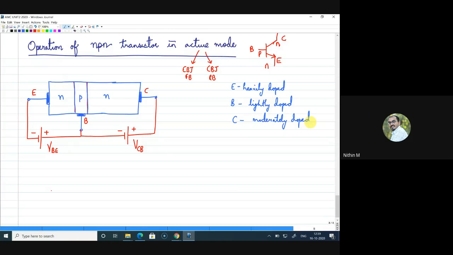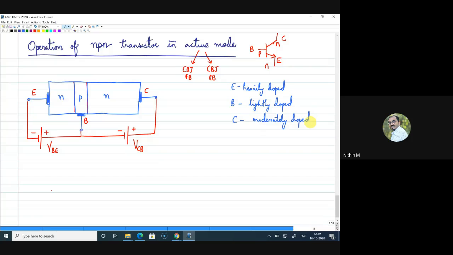This is how the doping is in each region. So I hope you understand what doping is. Doping is actually introducing impurities into a semiconductor, because if the semiconductor is in its purest form, we call it an intrinsic semiconductor. By adding impurities, we can make it more conductive, that is, by turning your intrinsic semiconductor into an extrinsic semiconductor.